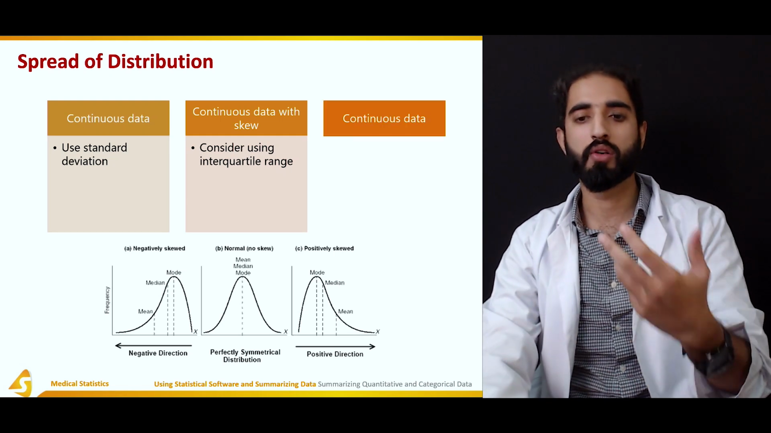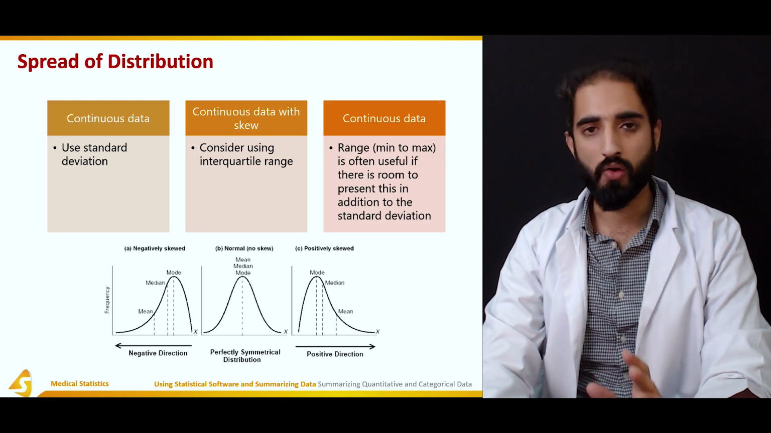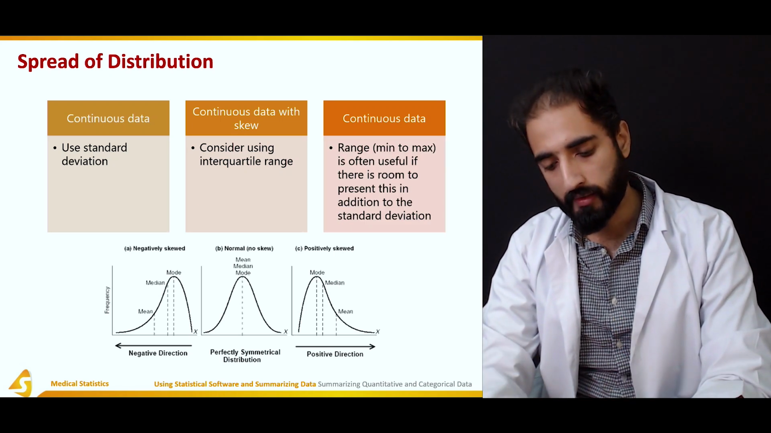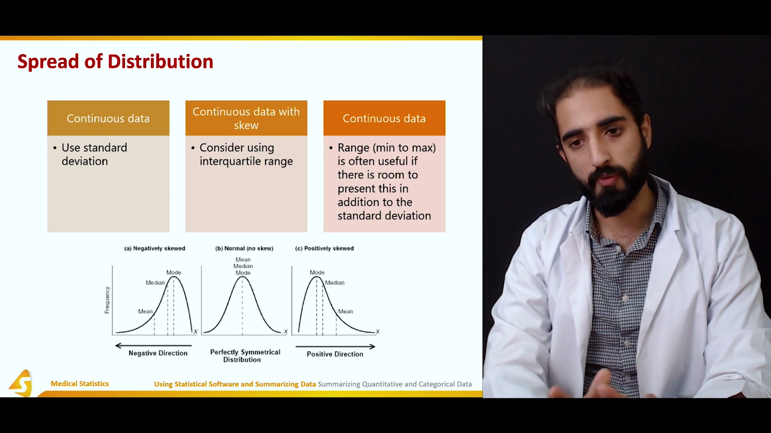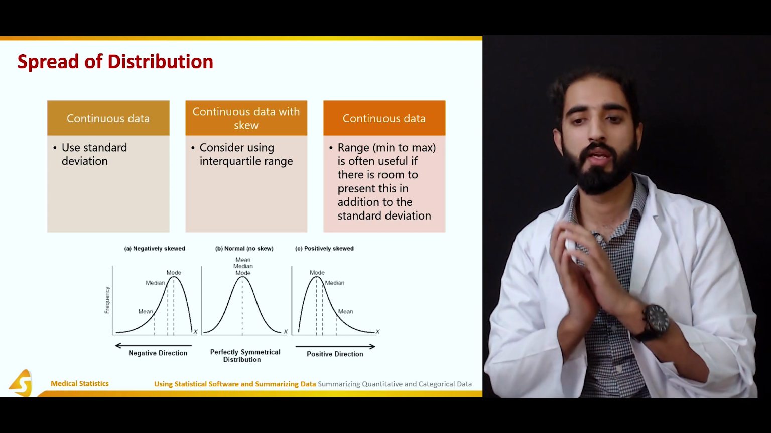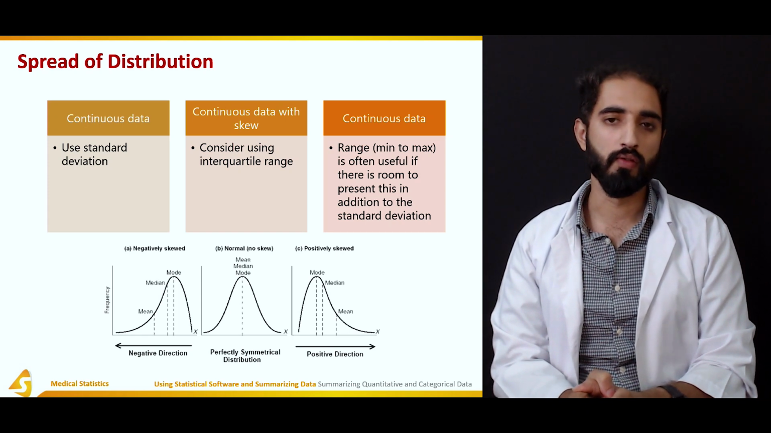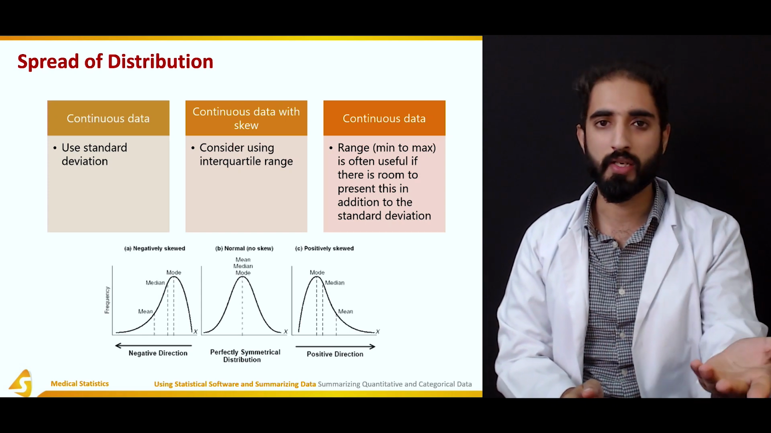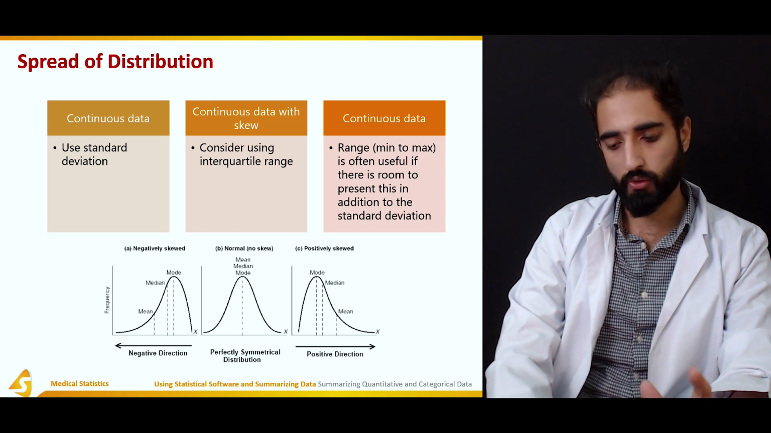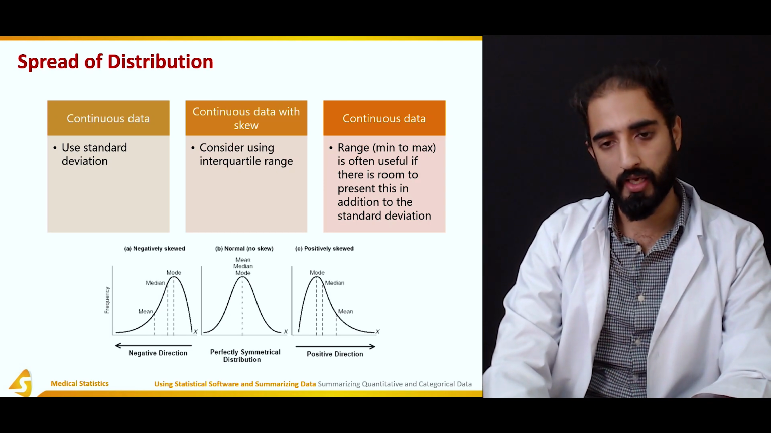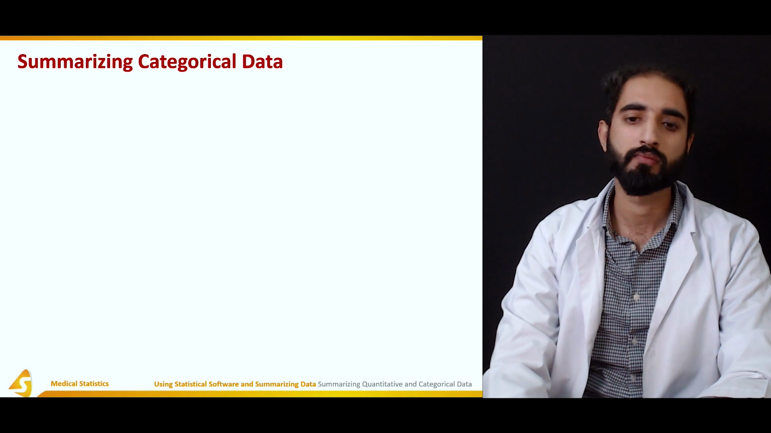And if we have continuous data, then we can also present the range from minimum to maximum, because it is useful if there is room to present this in addition to the standard deviation. So you can use it, but if you don't have space or if there's too much data, you can just skip that as well, but it's better if you can.